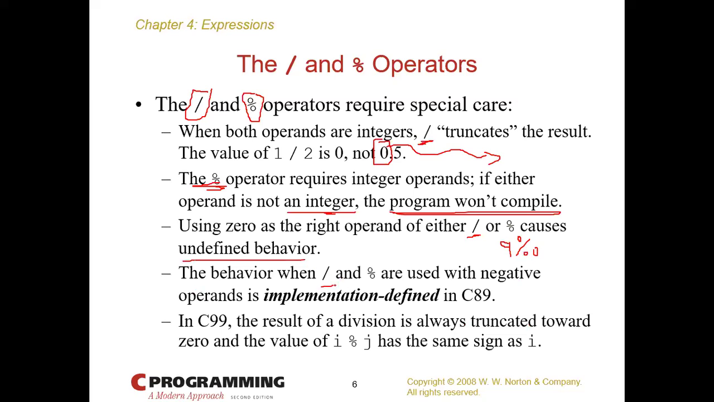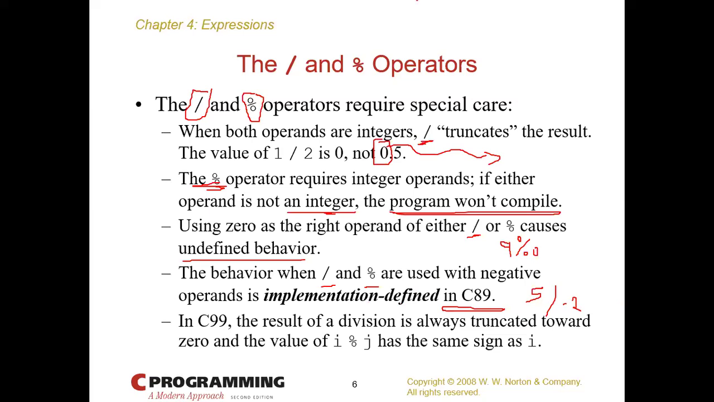The behavior when divide and remainder are used with negative operands is implementation defined in C89. All right, so you can determine how it behaves when you place negative operands. So if you have 5 divided by -2, it depends on how you have defined the usage in your programming environment.